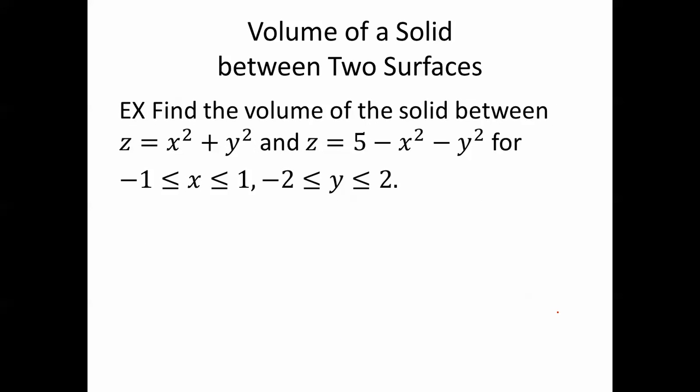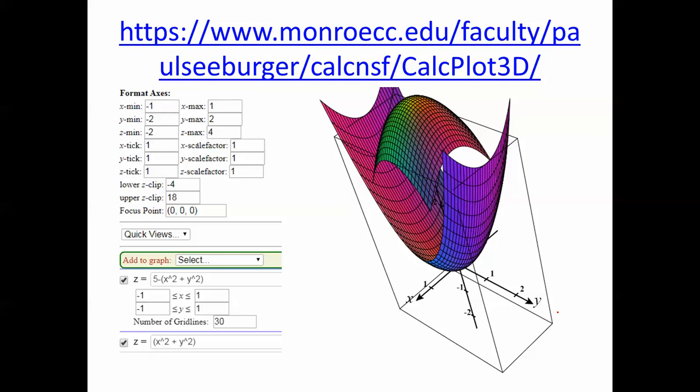So for example, find the volume of the solid between z equals x squared plus y squared and z equals 5 minus x squared minus y squared for x between -1 and 1 and y between -2 and 2. Okay, this is a cool website. I highly recommend CalcPlot3D. So again, z equals x squared plus y squared and z equals 5 minus x squared minus y squared. Those are two elliptic paraboloids. And so we're looking at the volume of the solid that's below this thing and above this thing.